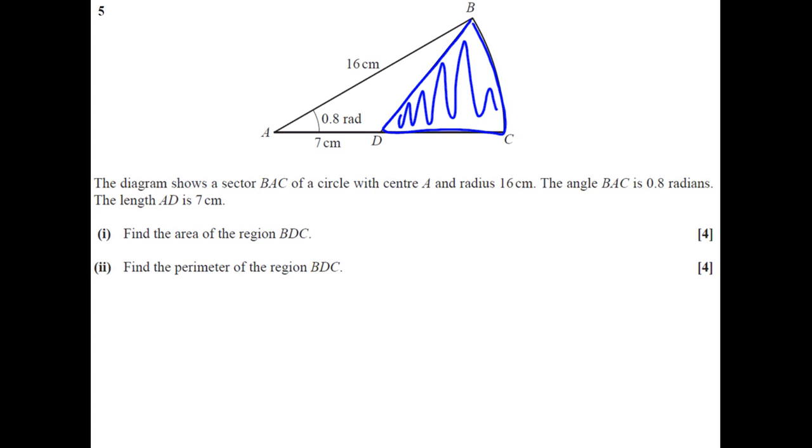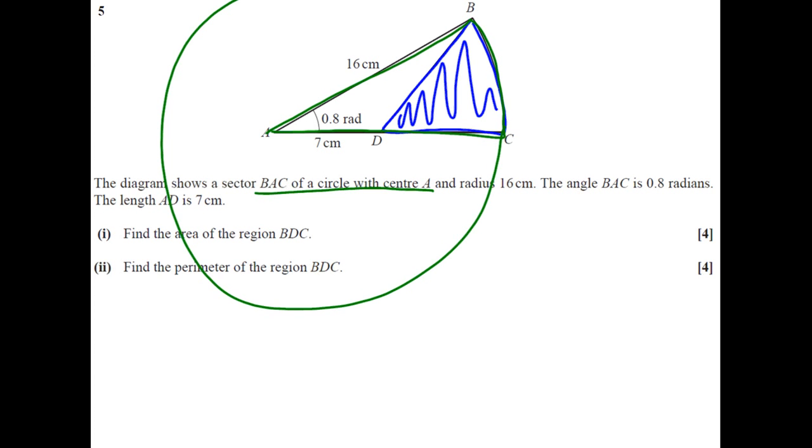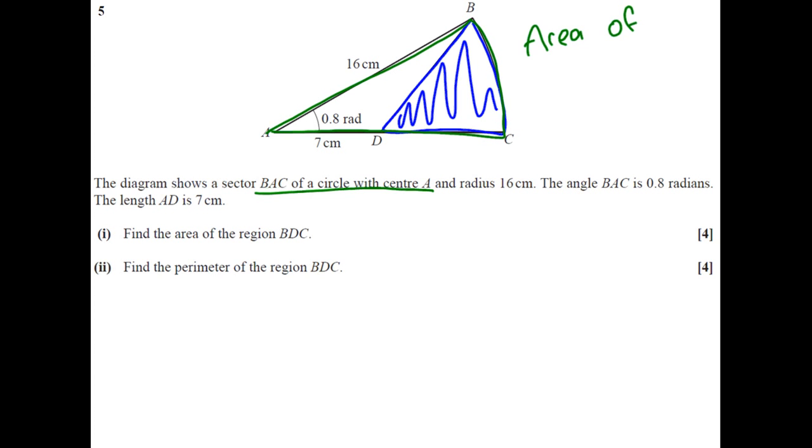Do not fall for the trap of thinking that this is necessarily part of a circle, a sector of a circle, because it's not. The sector of a circle is here, and you're told that in the question: circle of centre A. So that was your whole circle. You can't start messing around and making your own circles up because you're not told anything about that. Now, if you remember, area of a sector is a half r squared theta, where theta is in radians.